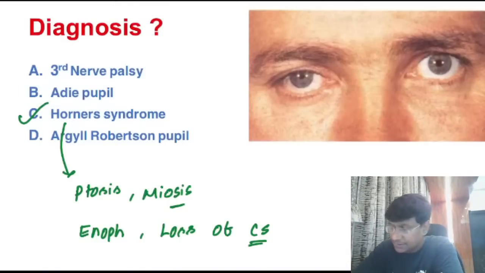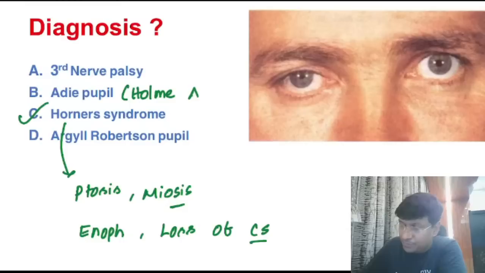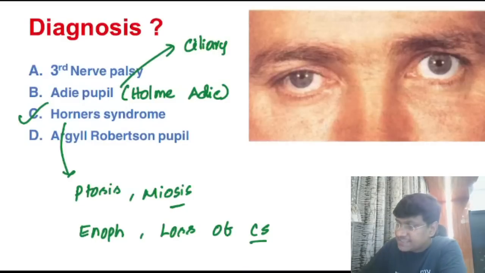Okay, right. Yes, Amulya, what exactly do you want? Say the difference between B and D. Okay, now take this B. What exactly is your B? That is nothing but your Adie pupil. We use the terminology Holmes-Adie pupil. In case of this Adie pupil, where exactly is the site of lesion? The site of lesion is within the ciliary ganglion.